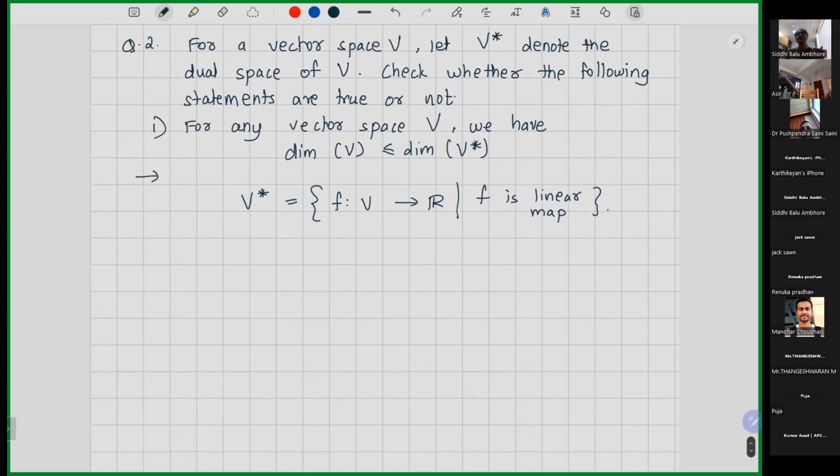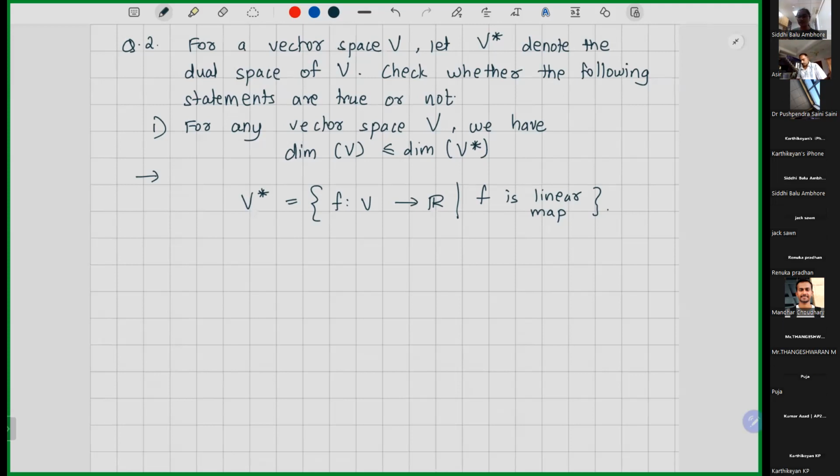Any guesses whether this statement is true or false? Didn't we do that V star is isomorphic to V? Yes, we proved it, but that result is for the finite dimensional case. But here we are not given any information about whether V is finite dimensional or not. So V could be anything. It could be infinite dimensional as well.